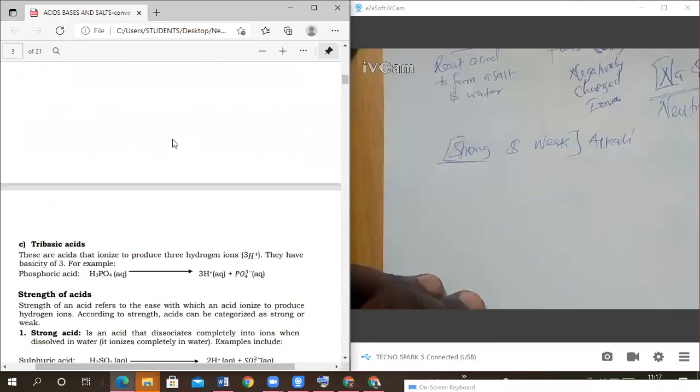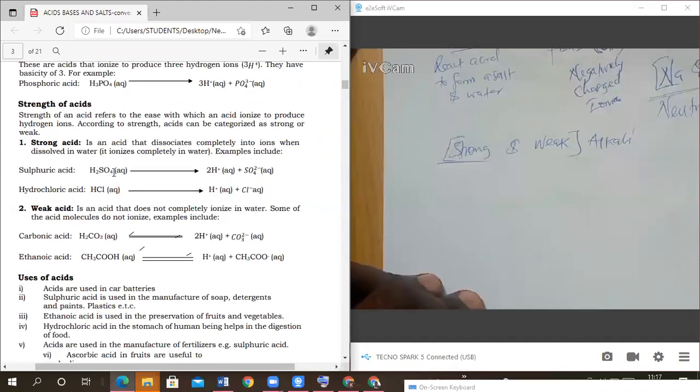Sulfuric acid, where does it fall? 0 to 3. Hydrochloric, 0 to 3. Then this one, carbonic acid, 4 to 6. Then ethanoic, 4 to 6. Good. So that is one.